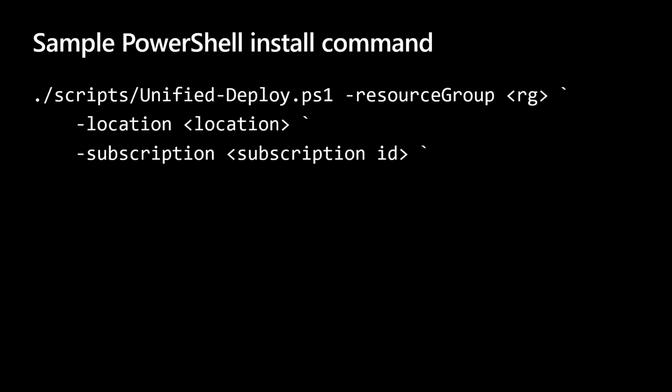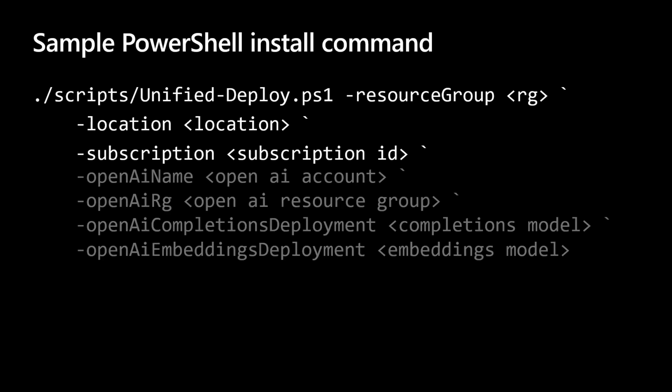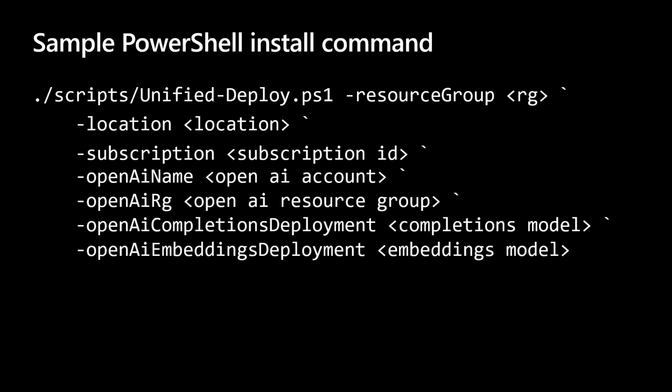By default, the script will create a new Azure OpenAI account and deploy 2 models, GPT-3.5 Turbo and Text Ada 002, for completions and embeddings. If your organization already has deployed Azure OpenAI and you wish to utilize it, you can specify an existing account name and models as well.